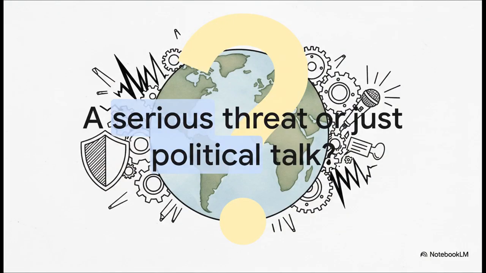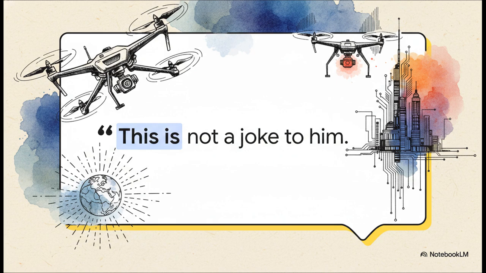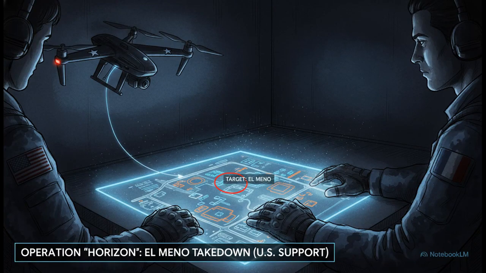But he gets what you might be thinking. Is this all just tough talk for a political rally, or is it a real, actual policy that would be put into action? And his answer is incredibly clear. This is not a joke to him. He argues that in a world where cartels have advanced drone technology and other countries could pose new kinds of threats, this doctrine is a deadly serious commitment. And then he offers this up as concrete proof. He points to the takedown of cartel leader El Mencho, an operation he says had U.S. support, and presents it as a real-world example of this doctrine actually working.